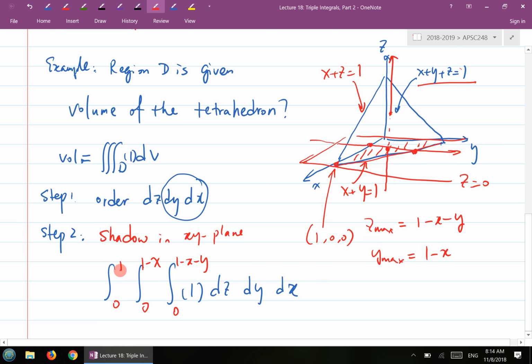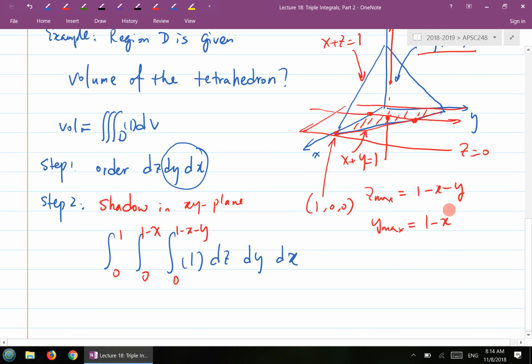So your x-max is 1. Once you have this done, the rest of the work is just integrating one by one from inside to outside. When you're doing the integration with respect to z, always remember you're treating x and y as constants. Likewise for y, and then at the end do the x. So I want you to practice these integrals here. You should get 1 over 6 as a result.